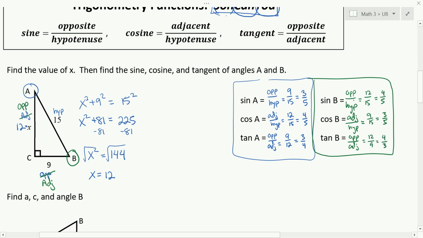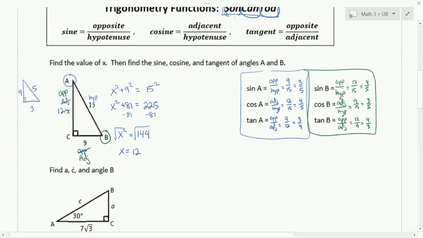Okay. When you look at angles A and B, the sine of A will always equal the cosine of B. You can see that. You're using the same numbers. The cosine of A will always be the sine of B. And the tangent of A and tangent of B are always going to be reciprocals of each other. So also, sometimes seeing those patterns can be helpful to you.